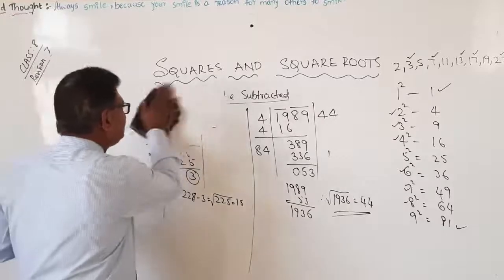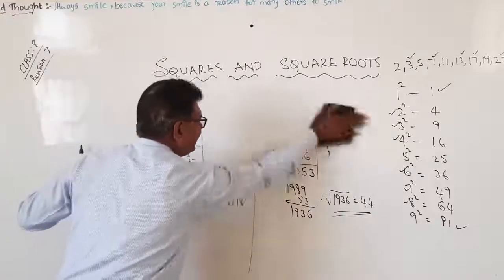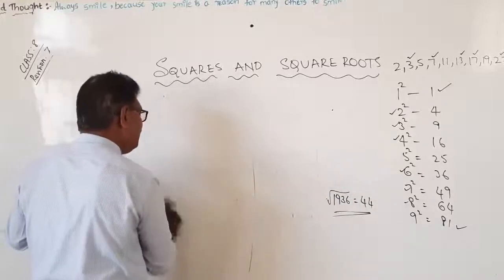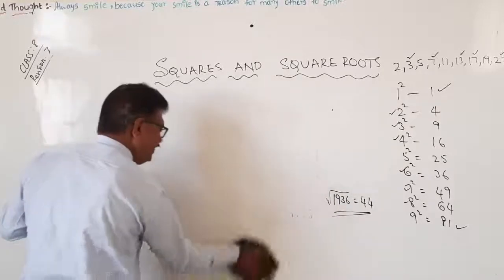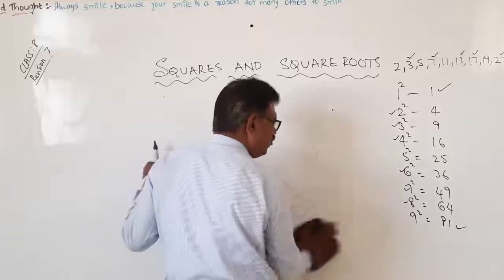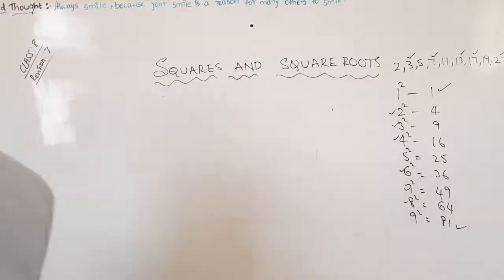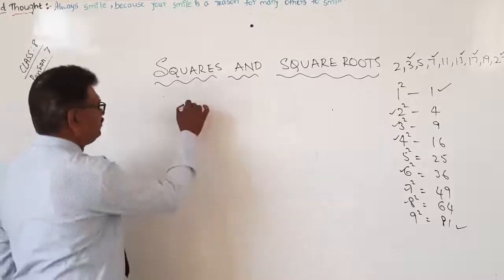And the next one is what must be added. Here we have seen what must be subtracted, but the next one we'll see. The next concept is what must be added. What must be added means we have to go for the next number. Like 1750.